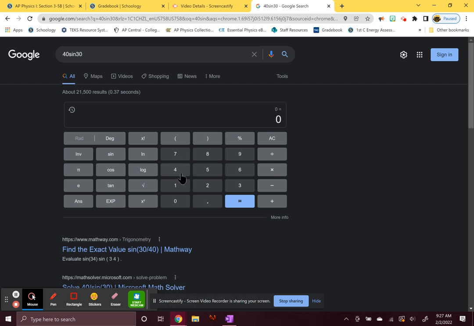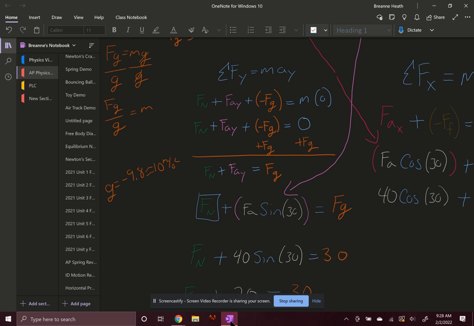40, come on. 40 sine of 30 equals 20. See, there we go. And now let's do 40 cosine of 30. That equals 34.6. Let's go ahead and round that to 35, just to make math easier.